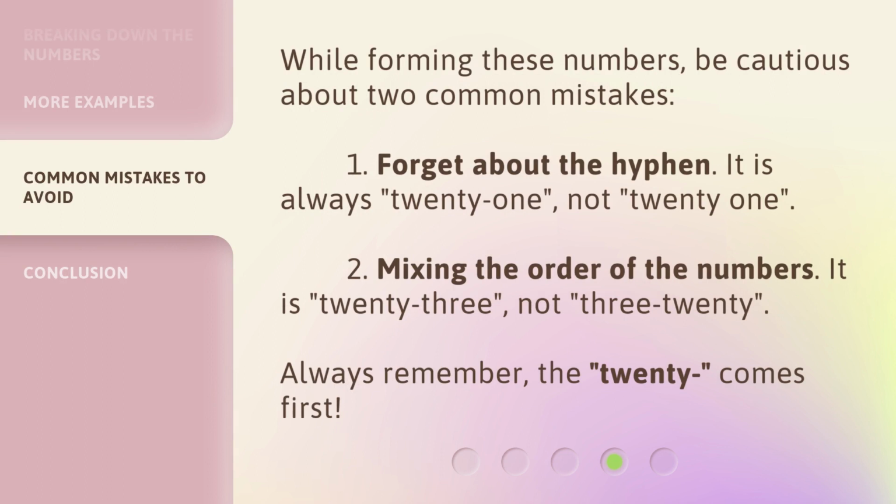While forming these numbers, be cautious about two common mistakes. 1. Forgetting the hyphen. It is always twenty-one, not twenty one. 2. Mixing the order of the numbers. It is twenty-three, not three-twenty. Always remember, the 20 comes first.